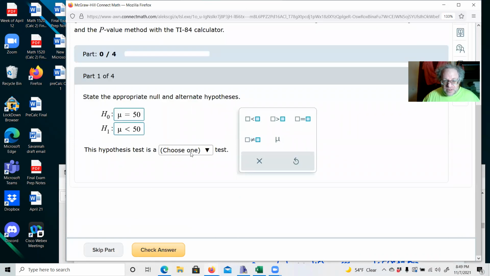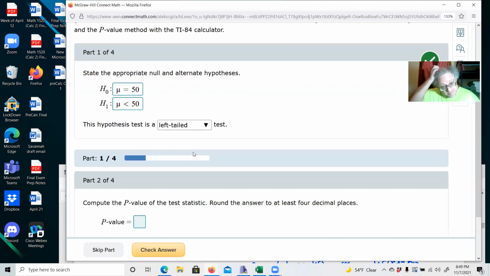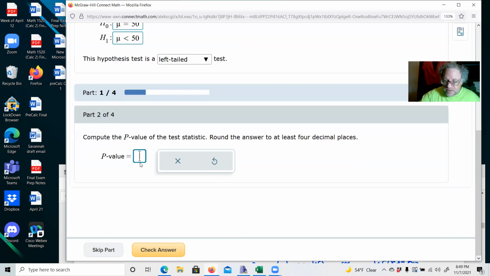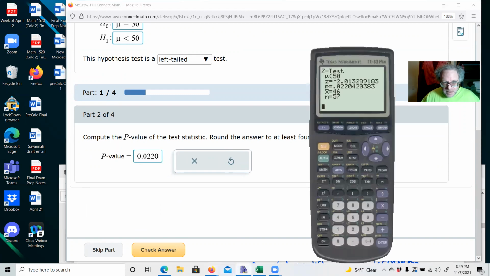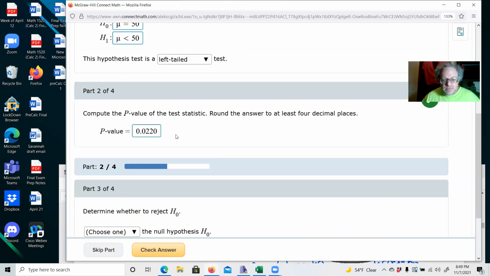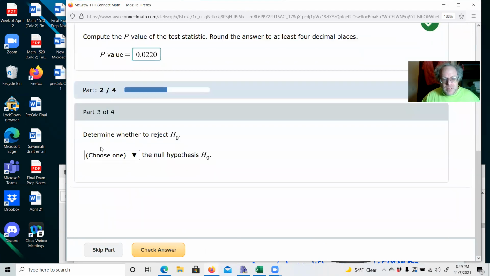So the hypothesis test is, again, the left-hand side, because we're worried about the lower part. We're not worried about the upper part so much. If they're performing better, then so be it. That's great. Consider the p-value statistic. The p-value was 0.220, I believe, or what was it? 0.0220. Okay, we're good. Check my answer. All right, happy with that.